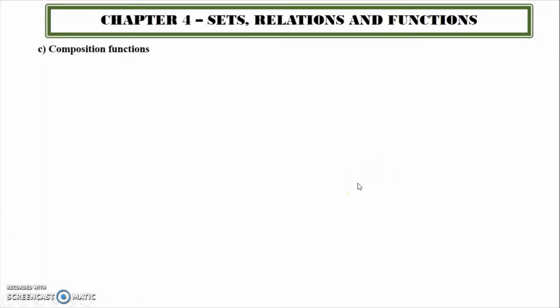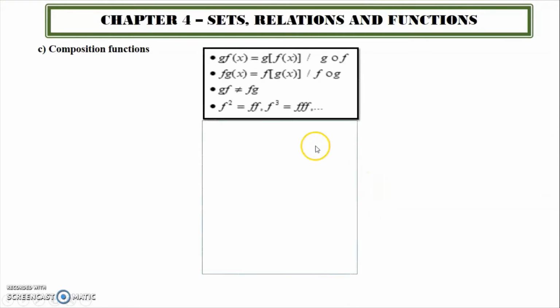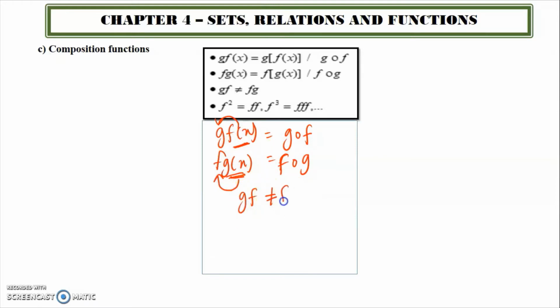Okay. Function yang ketiga adalah composition function. So ini adalah composite function. So gf, gf boleh juga ditulis sebagai g composite f. So dot ini adalah composite. Okay, fg(x), so f composite g. Okay, apa maksud gf(x) dan fg(x)? Kalau gf(x) maksudnya adalah kita kena masukkan function f(x) ke dalam g. Kalau fg(x) maksudnya adalah kita kena masukkan function g(x) ke dalam f. So, gf tak sama dengan fg. So, result dia pun tak akan sama.